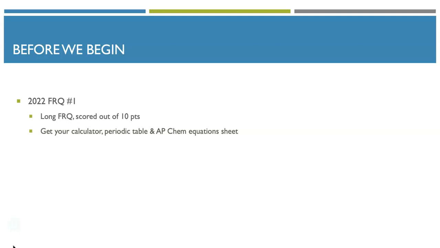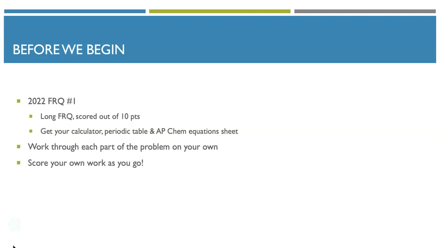I recommend that you get your calculator and your periodic table and your AP Chemistry equation sheet, plus some paper. I want you to use this webcast as an opportunity to practice. I'm going to introduce each part of the problem, and then I want you to pause the webcast, try to answer it yourself, and then listen to my explanation. And then you can keep score of your own work as you go. Did you earn the point or did you not earn the point?